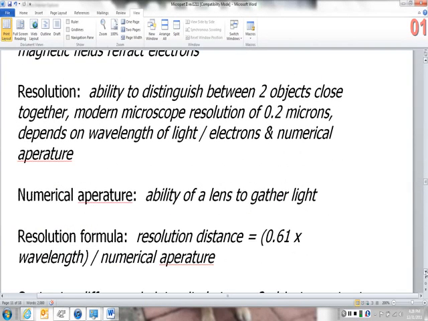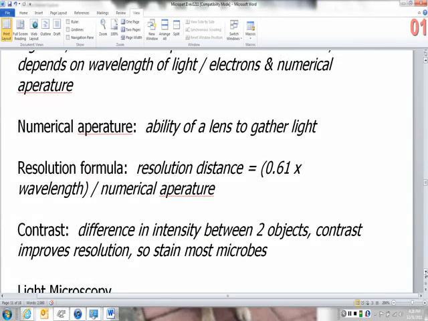The numerical aperture is the ability of a lens to gather light. The resolution formula can be used to calculate the resolution. The resolution distance equals 0.61 times the wavelength divided by the numerical aperture.